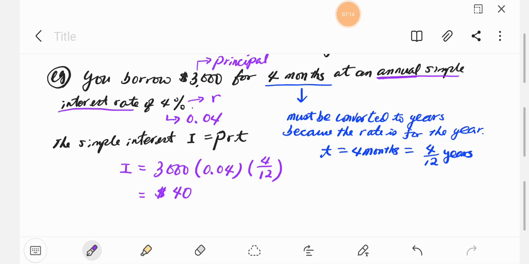the interest. And be careful, if the time is given in months, then convert it into years, because the rate is based on years, right? Years.